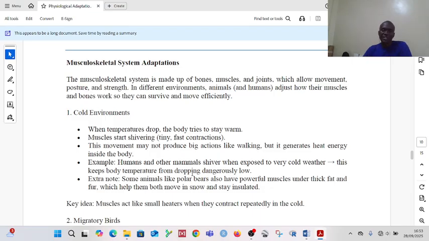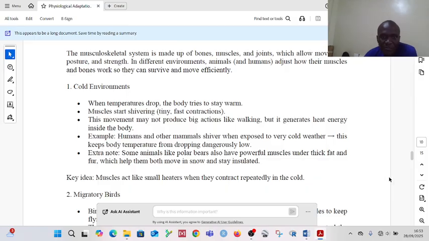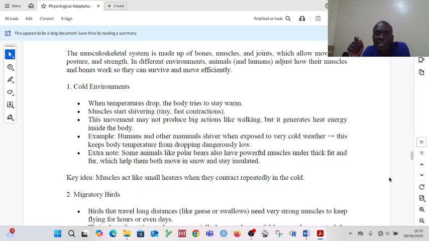In cold environments, for example, when temperatures have dropped, the body tries to stay warm. We've seen how that happens. One, the muscles will begin to shiver. Those faster contractions, the contractions that your muscles go through. Okay? This movement is not so big to produce a change in position, but it is enough to generate heat within the body of that particular organism.